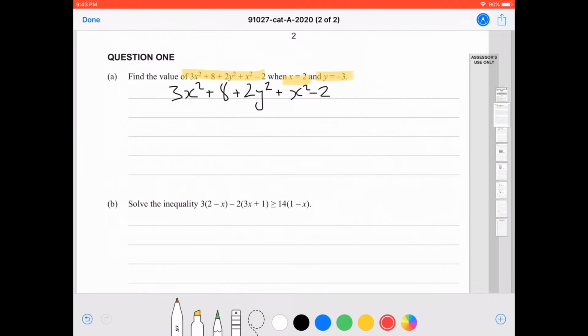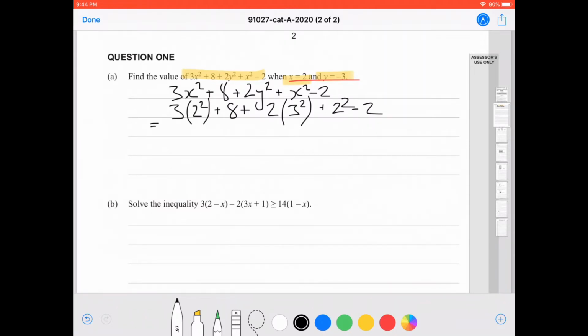We've been given values for x and y, so wherever we see x and y in our expression, we're going to substitute those values in. So we've got 3 and x is 2, and it's being squared, plus 8 plus 2y is 3, again squared, plus 2 squared minus 2.